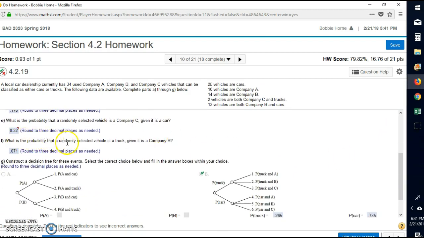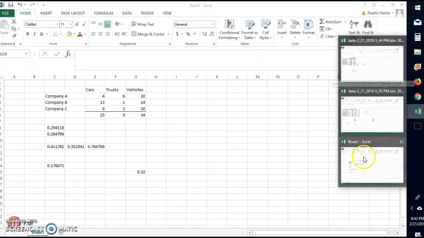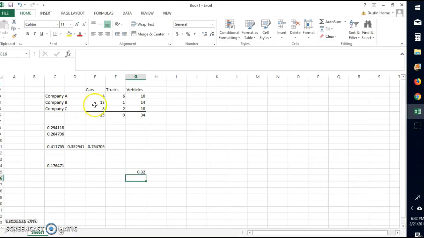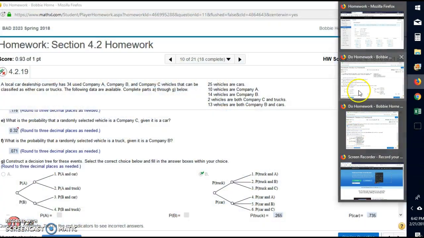What is the probability that a randomly selected vehicle is a truck given it is Company B? So we're only looking at Company B. The total amount of Company B is 14, right? So what is the probability out of the 14 that it would be a truck? Well, you have one truck out of Company B vehicles, so you would get 0.071.